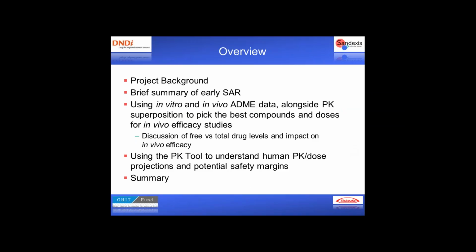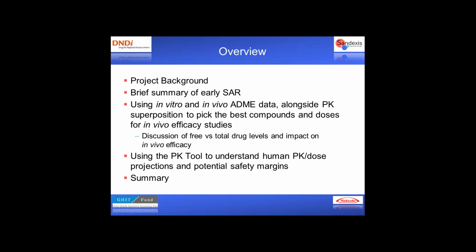Okay, so this is what I'm going to go through briefly today. A little bit of project background, just to give you some context of the chemical series and where the project started. A brief summary of some of the early SAR that we've seen. Some of that's now published, and I'll give you the reference for that article. Then I'll jump into the meat of the presentation, in terms of how we're using in vivo ADME data, in conjunction with an Excel tool looking at PK superposition, to try not only to pick out the best compounds, but then what doses we take those compounds into in vivo efficacy studies at.